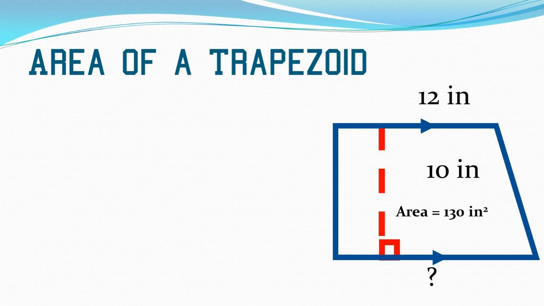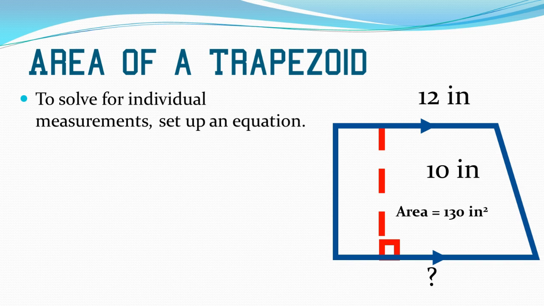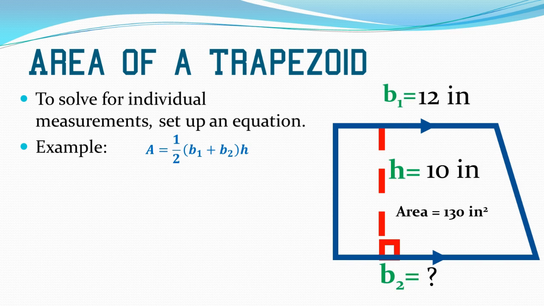Let's look at the area of a trapezoid from the perspective of finding an individual measurement. If I need to find an individual measurement or a missing value, in this case base 2 is missing, I'm going to set up an equation. I always look at my general formula. The general formula is your friend no matter what. I know my height, I know base 1, and I know the area. Now that I have my givens labeled, I can use the formula to solve for base 2. As long as I only have one missing value or missing variable, I can solve using my equation.